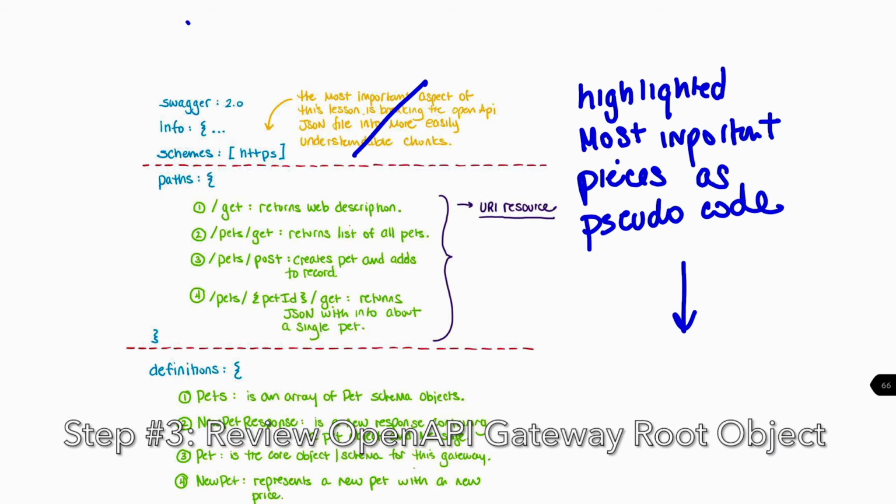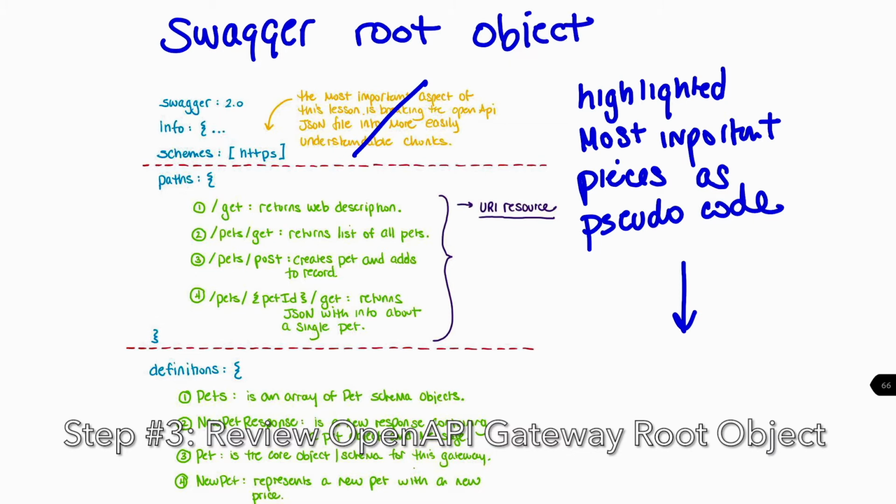Now, let's take a look at a visual representation of the API source code, or this Swagger object, what we call the Swagger root object. Okay, so what are we trying to do here?